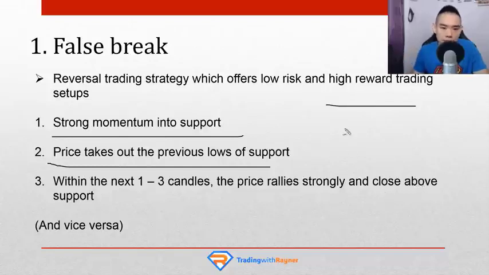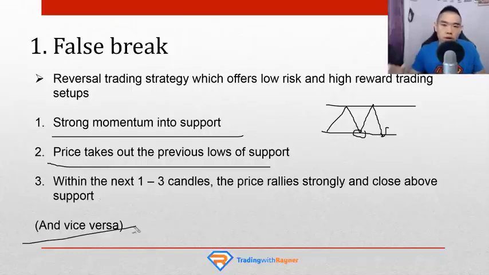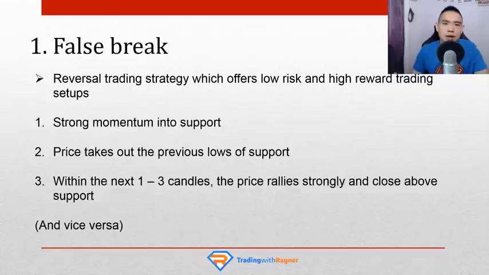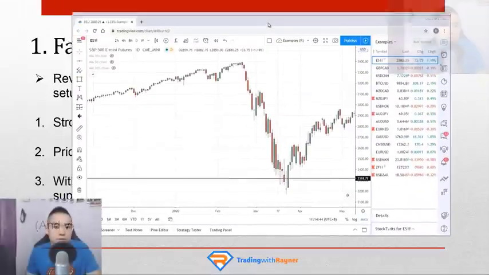So in essence, it looks something like this, okay? Price makes a strong momentum move into this area of support and then quickly rejects it up higher and closes strongly above support. So vice versa for a short trade. You're just looking for a strong momentum into resistance, get a price rejection, and that's pretty much it. So let me share with you a few examples, so you can see this in action.